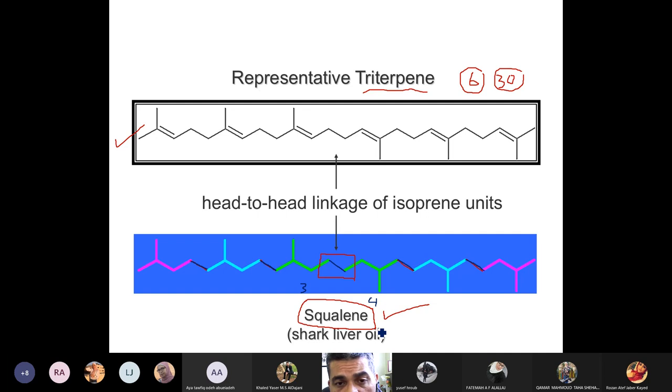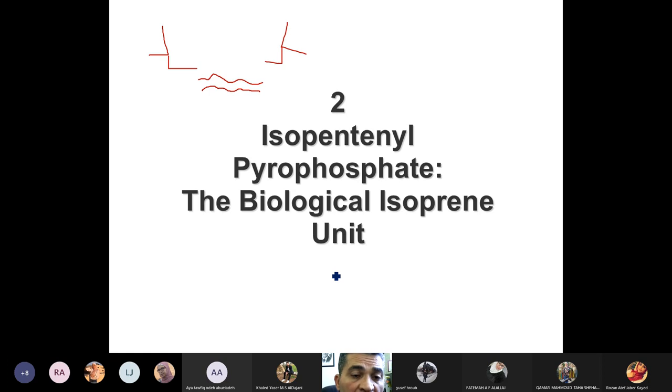Tetraterpenes: how many carbons? 40. How many units? 8. They come back to the rule, head to tail. What about the polyterpenes? 100, 1,000, 1 million units of isoprene, head to tail. So we only see this exception in the case of the triterpenes. I think these examples give us an idea about the different important groups of the terpenes and how the plant biosynthesizes them.